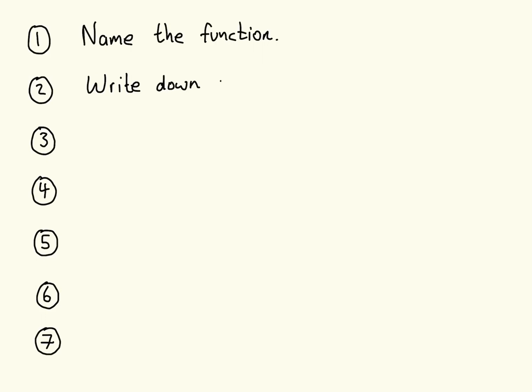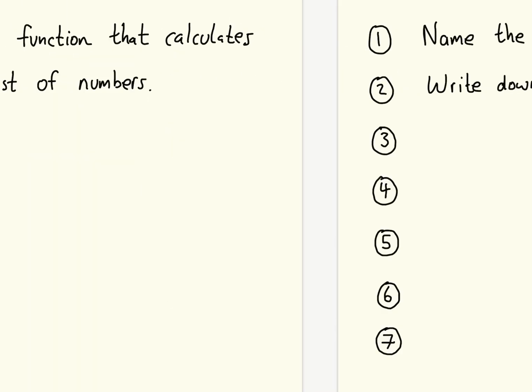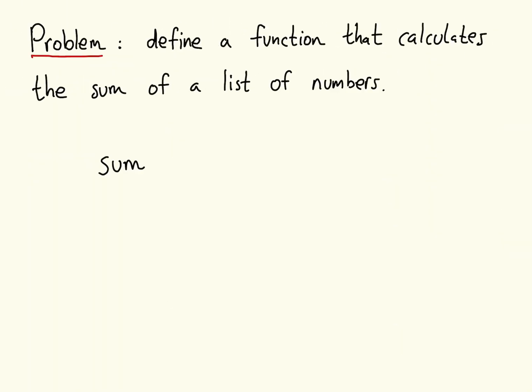So the next step now is we're going to write down the type of the function. The idea here is that types really help you to define the function. Okay, so let's write down a type for this function. It takes a list of integers, and it's going to give me back a single integer.